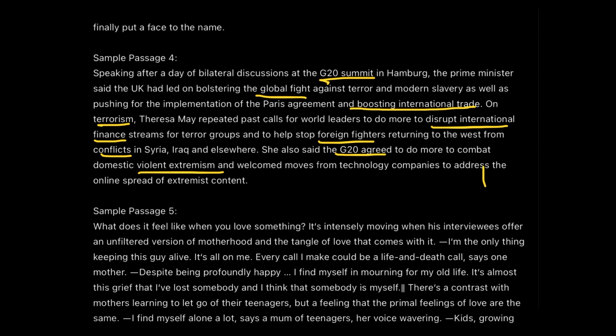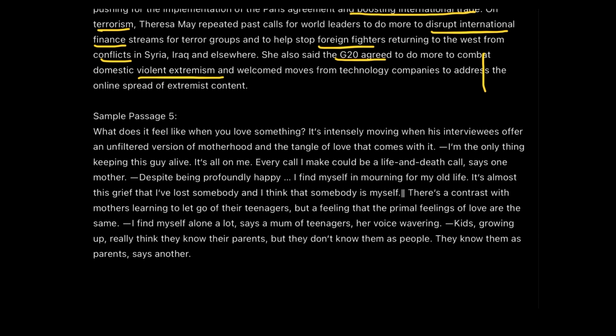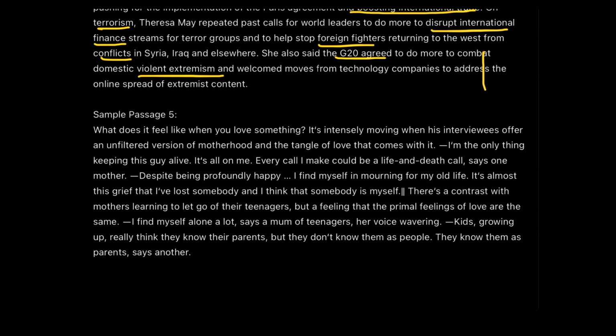Now, the last passage for the day. What does it feel like when you love someone? Okay, now this is a little thinking based thing. Don't you think that it is a bit thinking oriented because it starts with a question? Okay, and when it starts with a question, we know that it is asking us to reflect upon this idea.